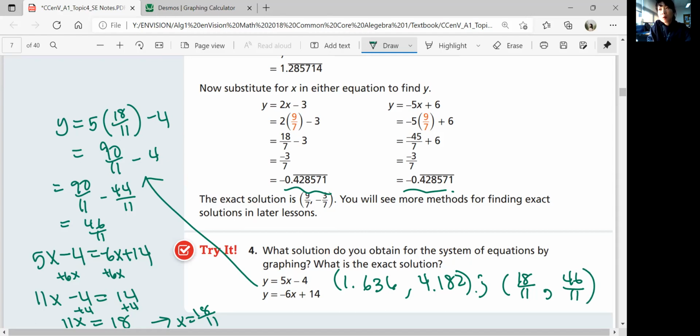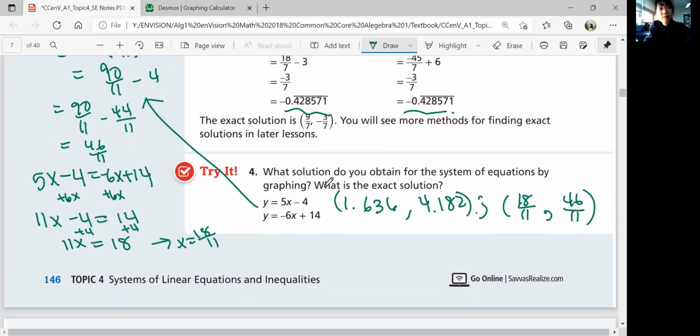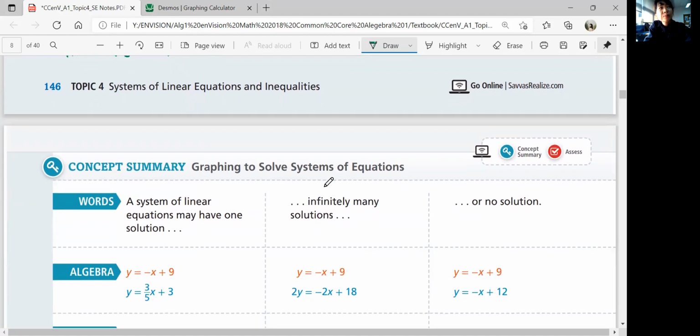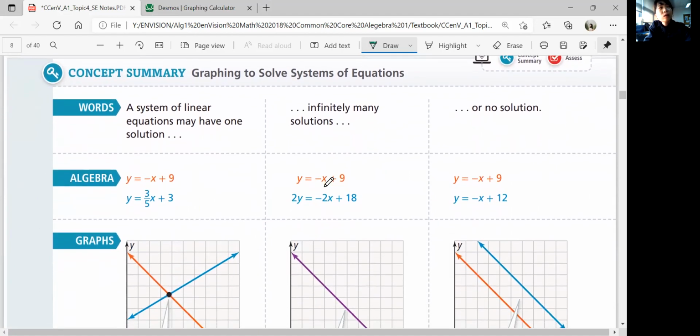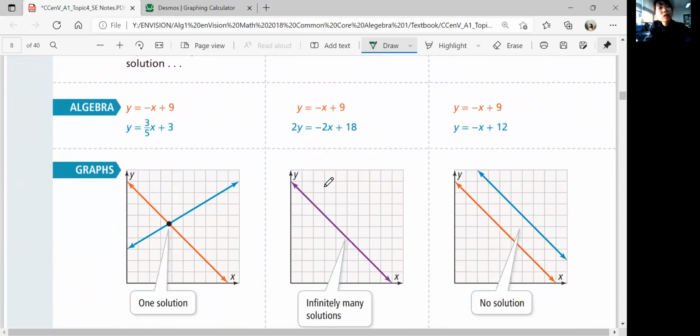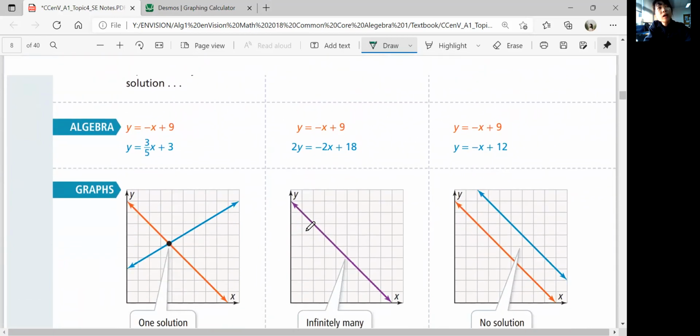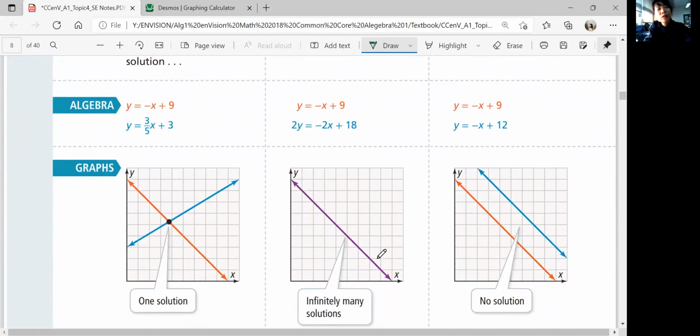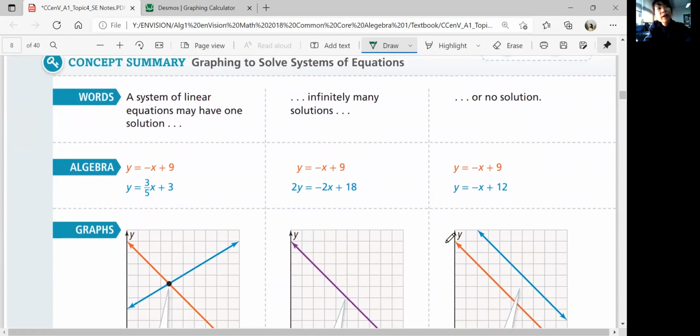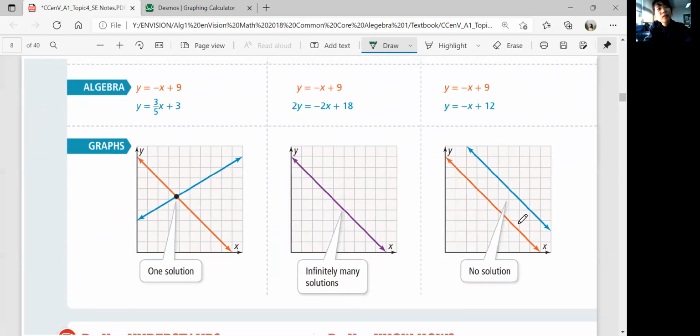Okay, sometimes it's not a whole number, and it might not be as pretty as whole numbers, but you may get exact solutions by working through the fractions. All right, so this is another way to solve systems of equations. Let's summarize our lesson. Okay, so a system of linear equations may have one solution when they intersect in one point. They may have infinitely many solutions when the 2 lines are exactly the same line because they have infinitely many points overlapping each other. They may have no solution when they're parallel lines.